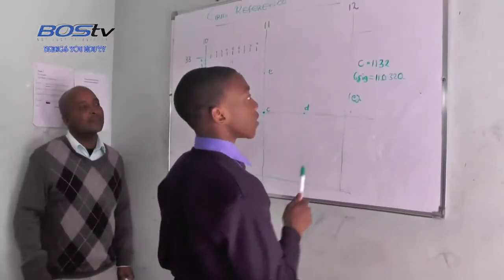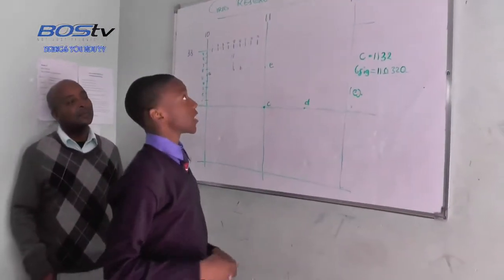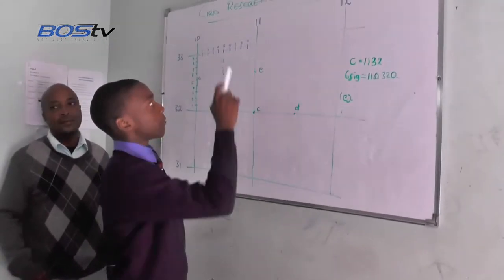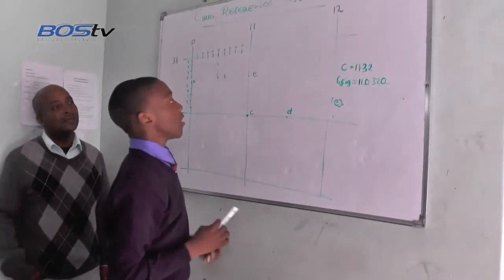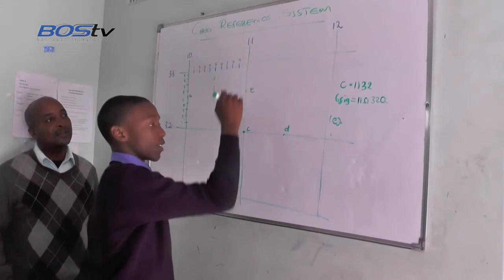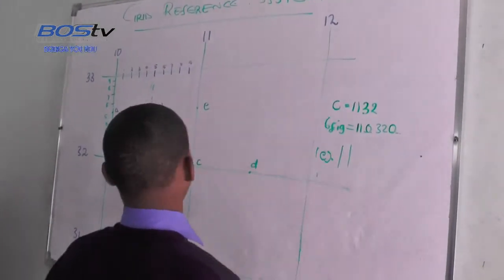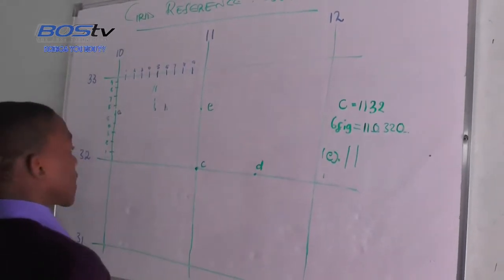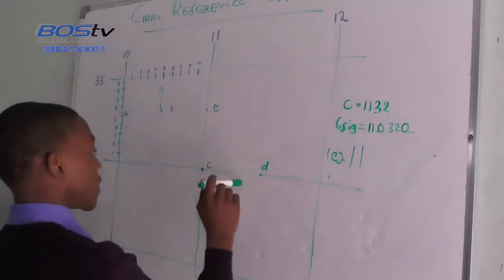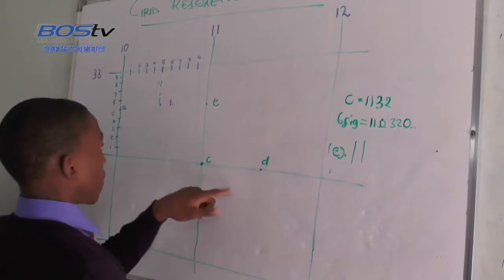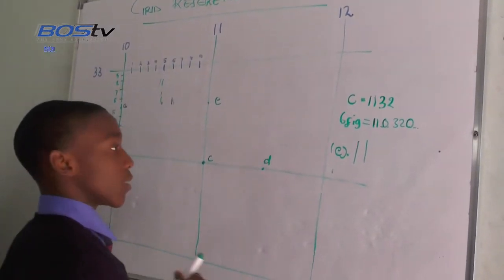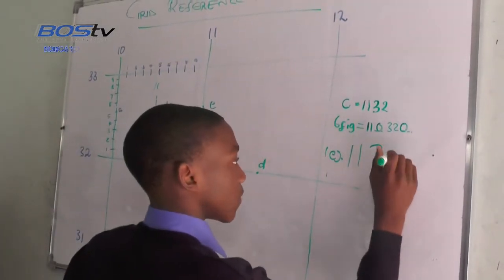For E, we want to look for the 4-figure grid reference. For the eastings, we can see that we have 11 and 12. But E is right on 11, so we take 11 as our easting. Then for the northing, we can see that E lies between 32 and 33, but the line below E is 32, and our northing is 32.